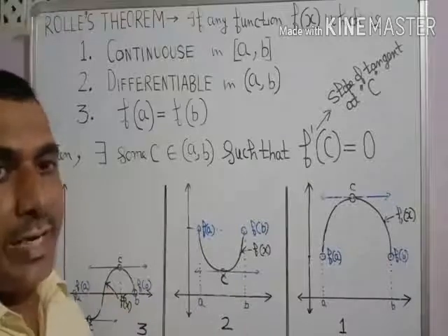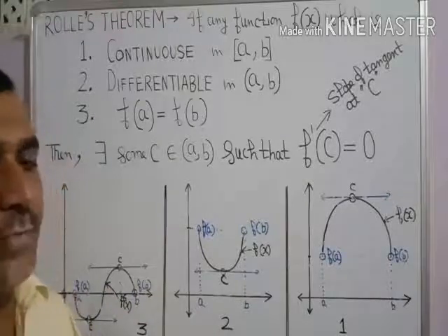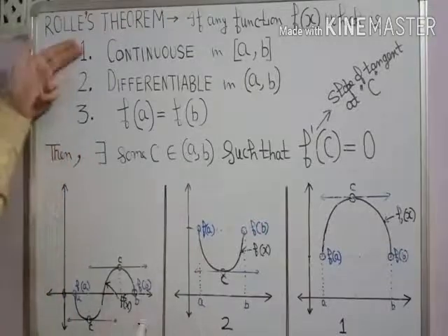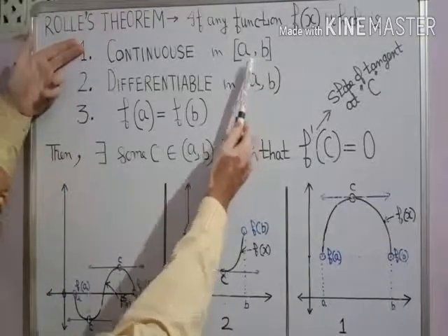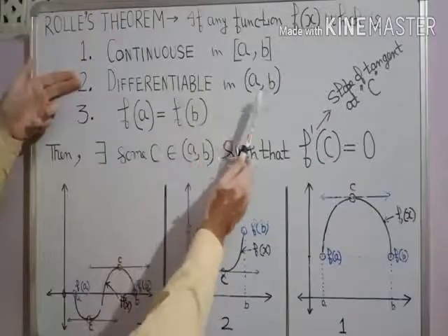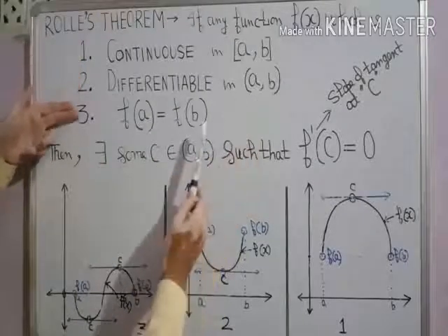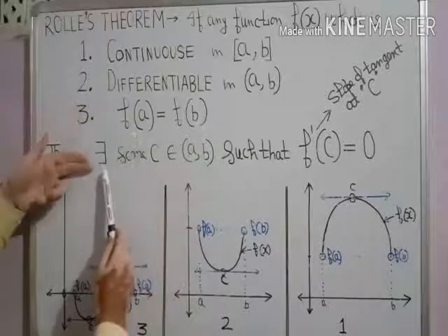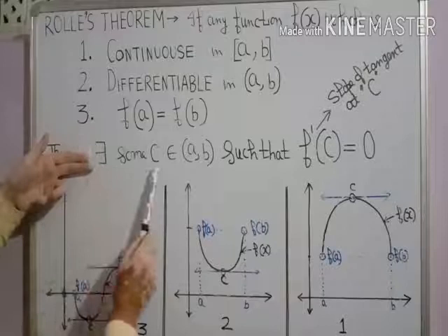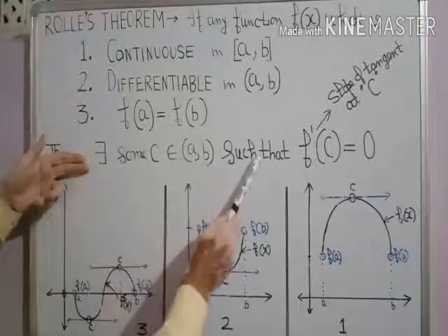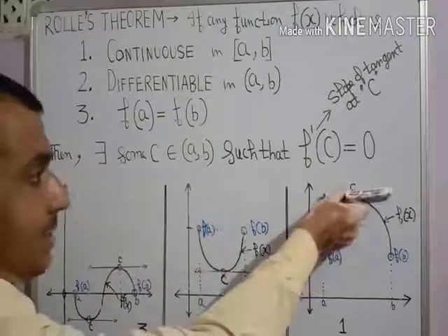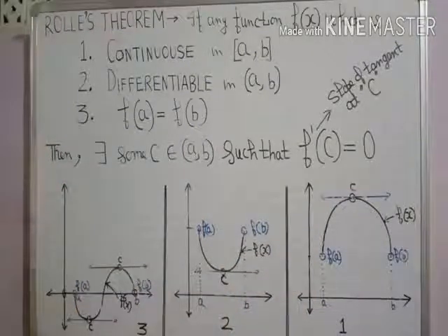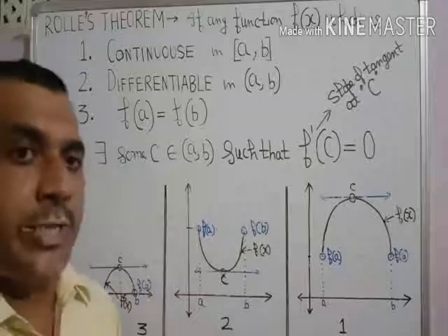So we can say that as per Rolle's theorem, if any real valued function is continuous in closed interval a comma b and differentiable in open interval a comma b, and third condition if f of a equals f of b, then there exists definitely some c between a and b such that the tangent at c is parallel to the x-axis. I hope you have understood the concept of Rolle's theorem.